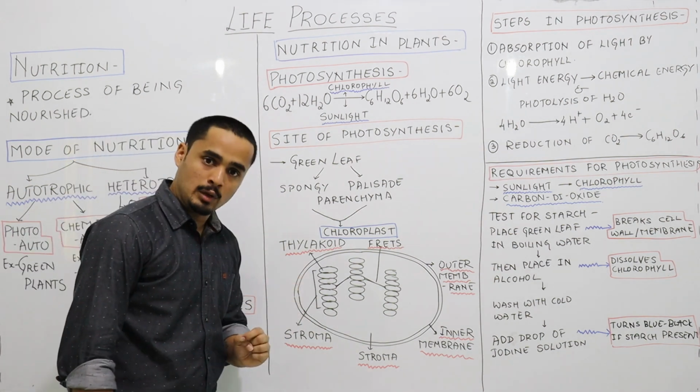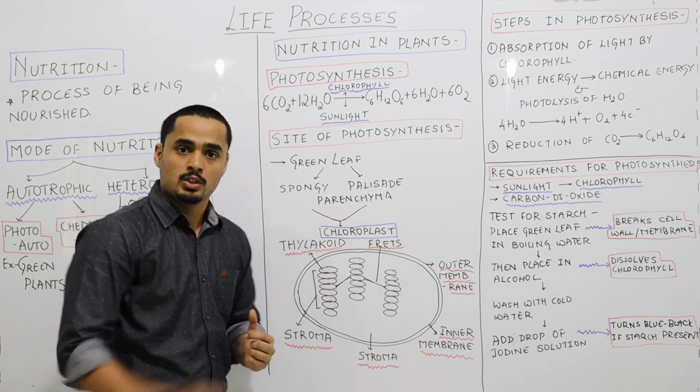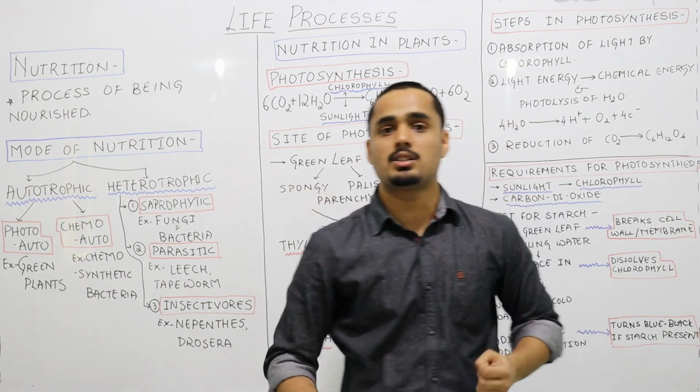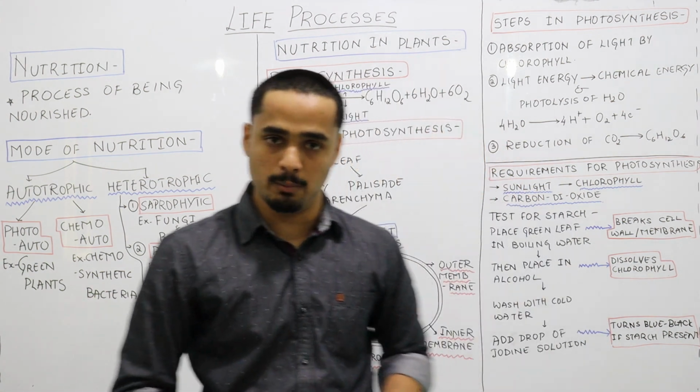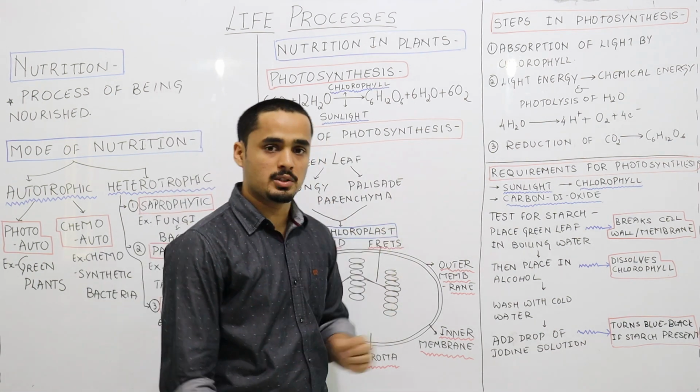Now, this chlorophyll is found in the outer membrane of this thylakoid. So we have the disc-like structure, that is thylakoid. In the outer membrane of this disc-like structure is where we find the chlorophyll. Now let us try to understand the steps involved in photosynthesis.